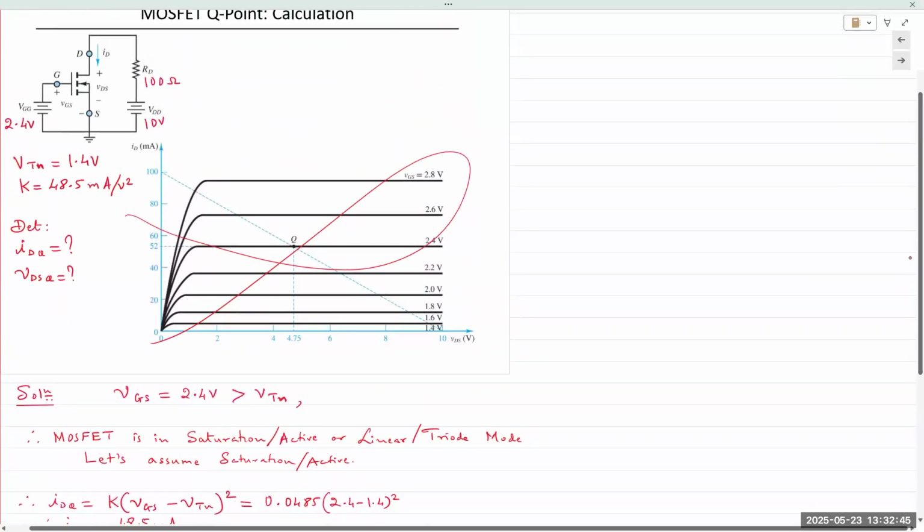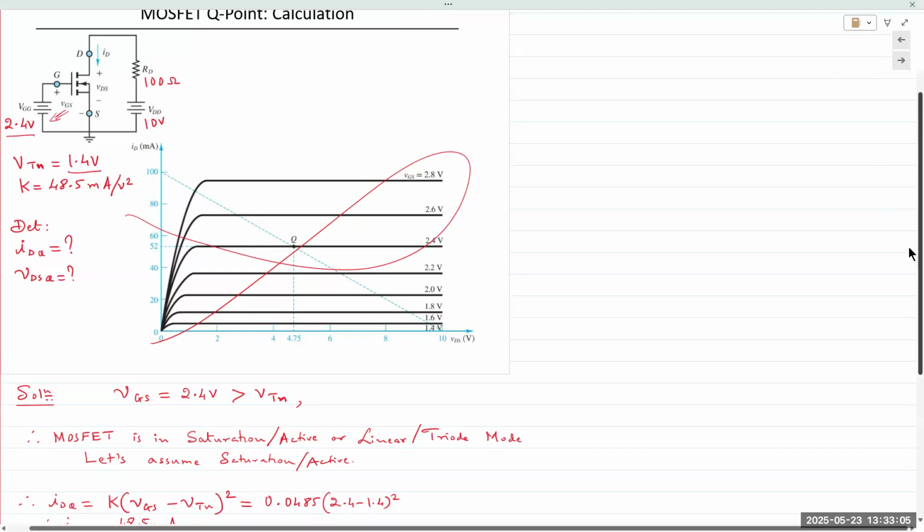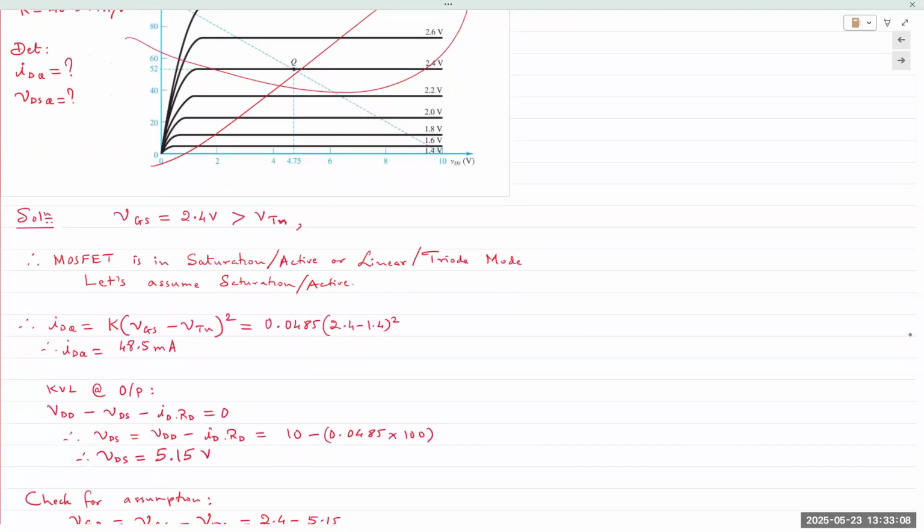So first thing, is VGS larger than the threshold voltage? The answer is yes. Threshold voltage is given as 1.4 volts. VGG is 2.4, hence VGS is also 2.4. 2.4 is greater than the threshold voltage of 1.4. So the MOSFET is on, it's not in cutoff. And when it's on, we have 2 choices: whether it's in saturation or active region, or whether it's in the linear or the triode region. There are only 2 options once it's on, similar to a BJT.